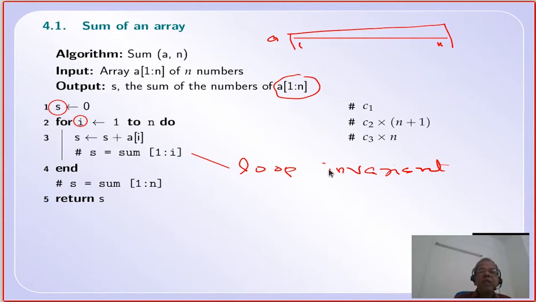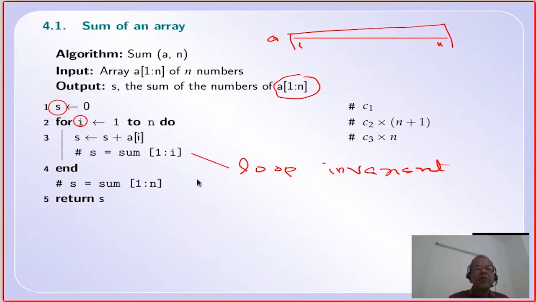This implies the loop invariant is true just before we enter the loop and just after the loop has terminated. So just after we have terminated the loop, S is equal to the sum 1 to I is true. Since I was n in the last iteration, after the loop has terminated, this is equal to the sum 1 to n. All right, so that's the argument about the correctness.